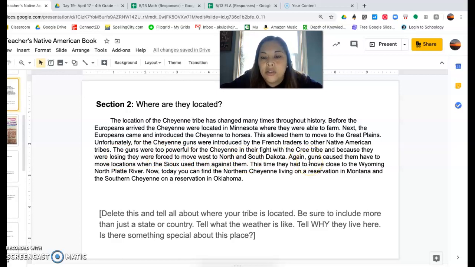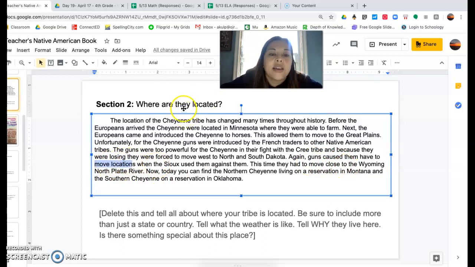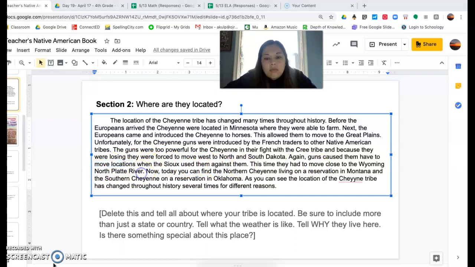Again, there's that transition word. Guns cause them to have to move locations, since again I'm using that keyword move location since the title of this section is where they are located. So I said move locations when the Sioux used them against them. This time they had to move close to the Wyoming North Platte River. And then I went on to say now, transition word, today you can find the Northern Cheyenne living on a reservation in Montana and the Southern Cheyenne on a reservation in Oklahoma.